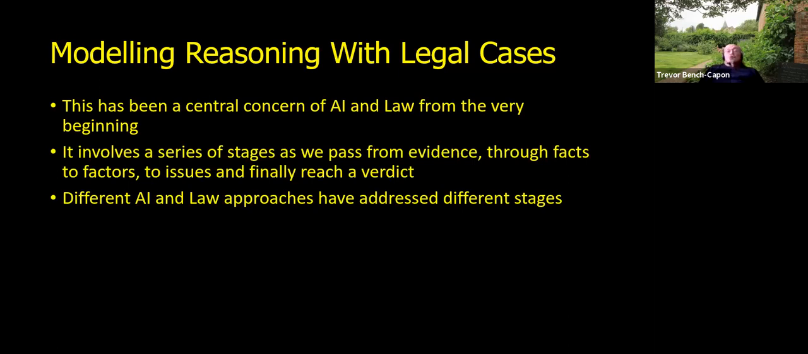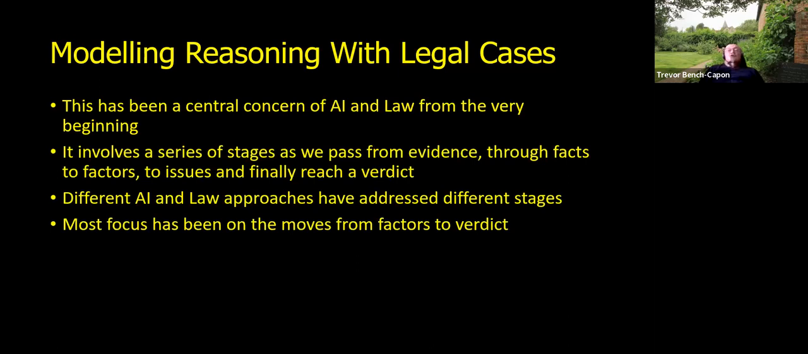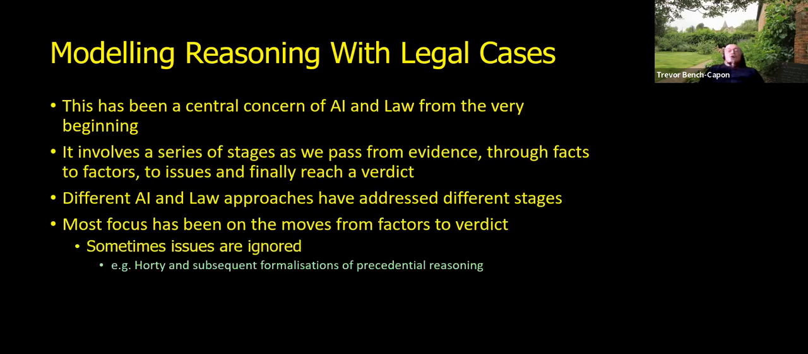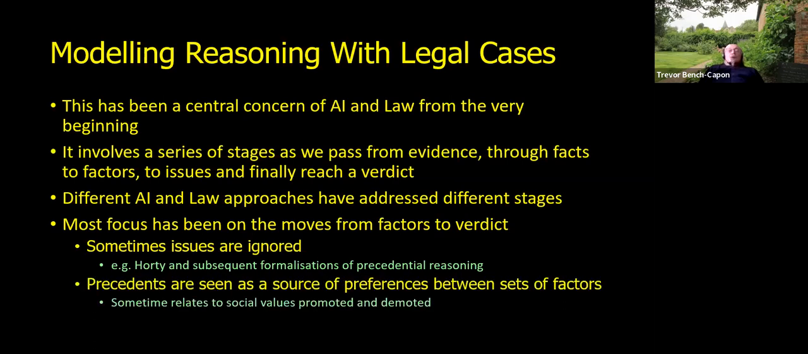Different AI and law approaches have addressed different stages. In most cases, the focus has been on the move from factors to verdict, and sometimes issues are ignored, so the whole sequence does not move straight from factors to outcomes. Precedents can be seen as a source of preference between sets of factors, and that's how they're seen in HYPO, CATO and others. And sometimes these relate to social values from nation to nation.